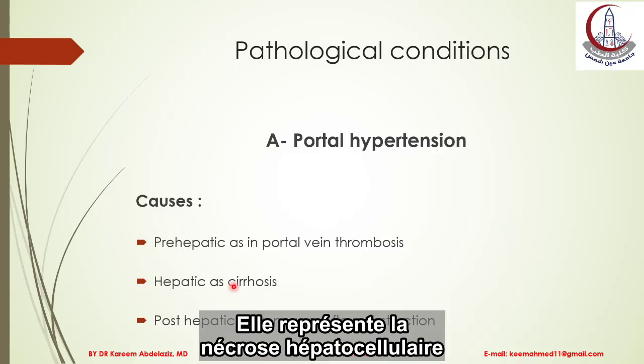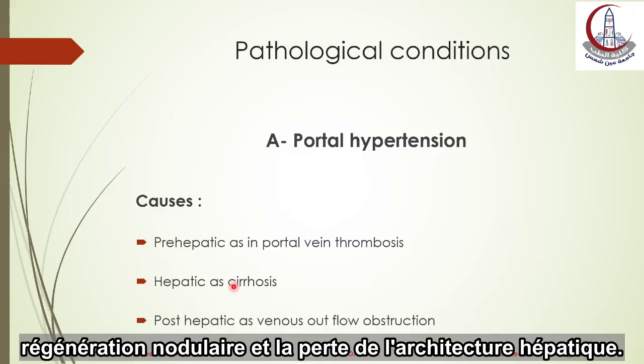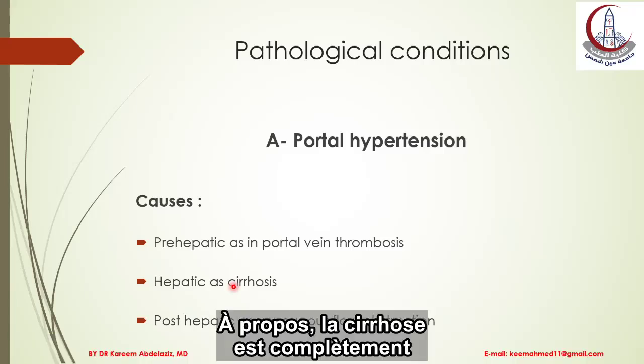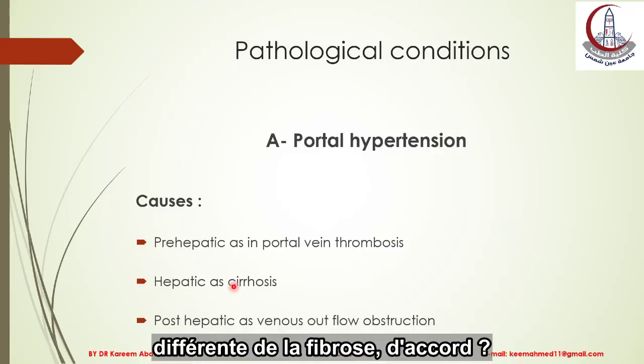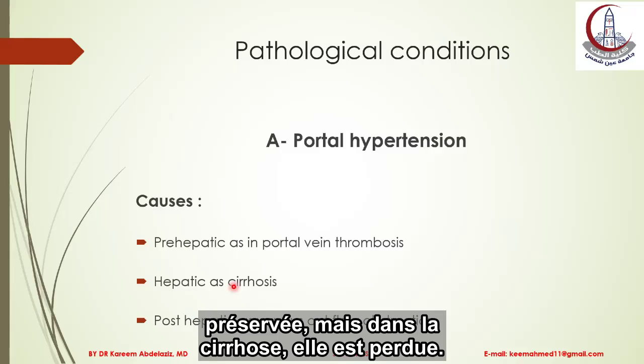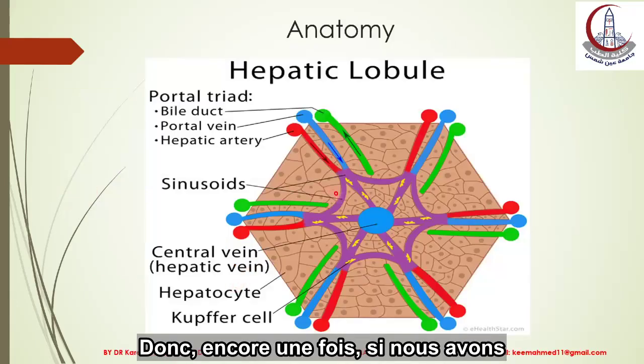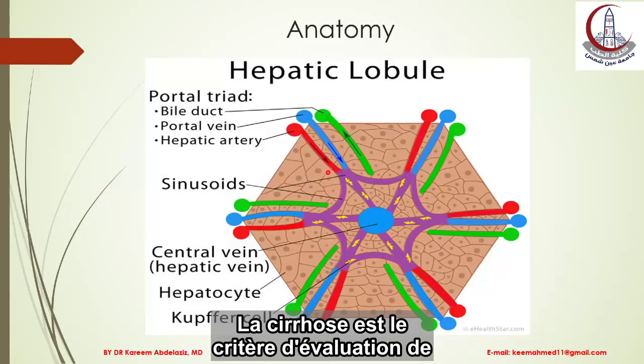It represents hepatocellular necrosis being complicated by three items: fibrosis, nodular regeneration, and loss of hepatic architecture. And by the way, cirrhosis is completely different from fibrosis. In fibrosis, we still have preserved hepatic architecture, but in cirrhosis, we lose the hepatic architecture. So again, what's meant by cirrhosis? Cirrhosis is the endpoint for all chronic liver disease.